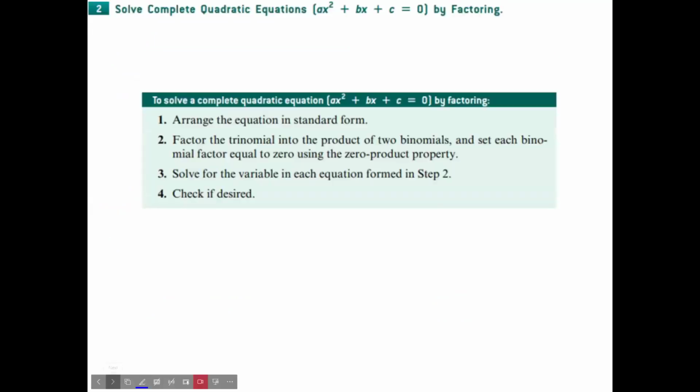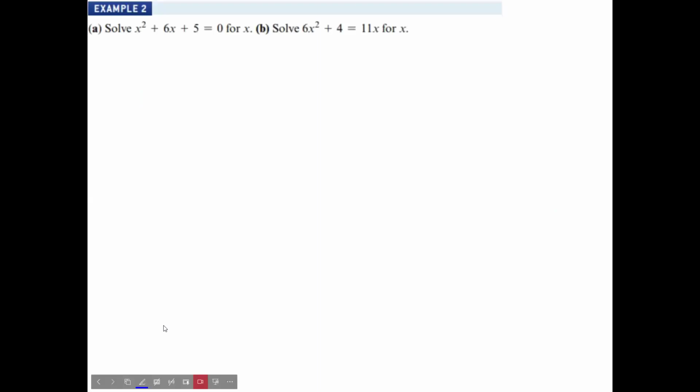Just so, solving a complete quadratic equation by factoring. What we do, we make sure it's in the standard form, then we factor it, then we make each factor 0 and find roots this way. Okay, so what we have here, x squared plus 6x plus 5 equals 0. So how can I factor it? 5 plus 1 or 3 plus 2? If I take 5 plus 1, what do I have? Yeah, should work.